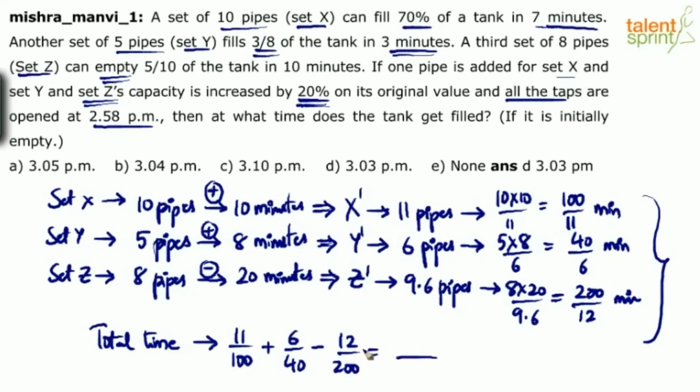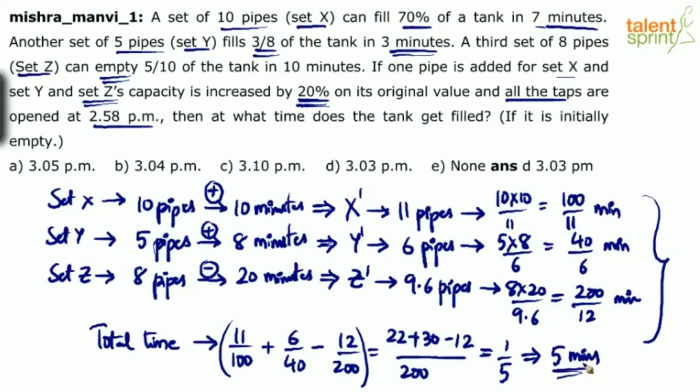Simplify this. What is LCM? 200 is LCM, right? So 100 goes 2 times, it will become 22, 40 goes 5 times, so plus 30, right? And 200 is anyway 1 time. So 22 plus 30 minus 12, which is like 40 by 200, right? 40 by 200 is how much? 1 by 5. See, total capacity of all the 3 pipes together is 1 by 5, which means time taken is how much? 5 minutes. You know that time taken is reciprocal of the capacity. So if the total capacity is 1 by 5, time taken will be 5 minutes.